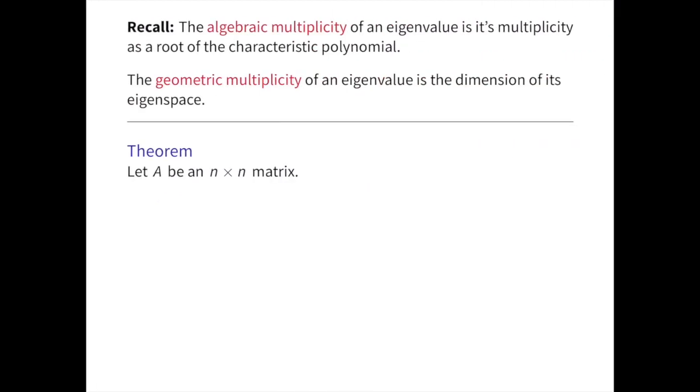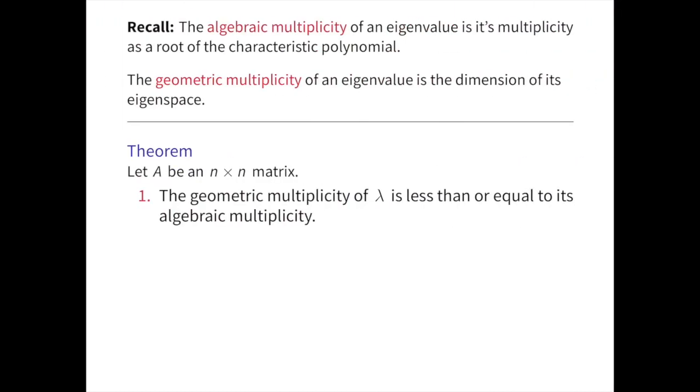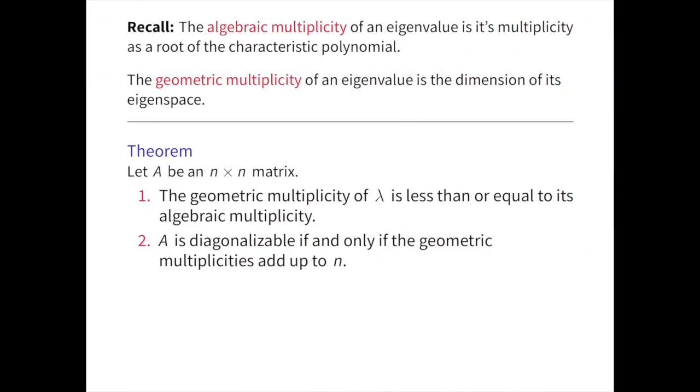Let A be an n by n matrix. Well, the geometric multiplicity of an eigenvalue is always less than or equal to its algebraic multiplicity. The matrix is going to be diagonalizable if and only if, when you add up all the geometric multiplicities, they add up to the number n. Okay? In other words, if I have a 3 by 3 matrix, I need to look at the number of eigenvectors I find, and I'd better get 3 linearly independent eigenvectors. If I have a 7 by 7 matrix, I need to add up all the eigenvectors I find, and I better get 7 linearly independent eigenvectors.